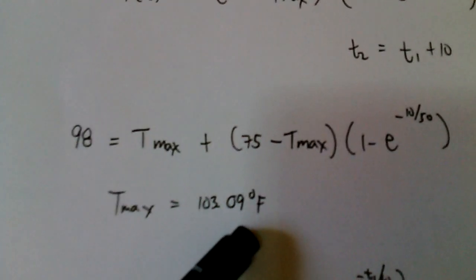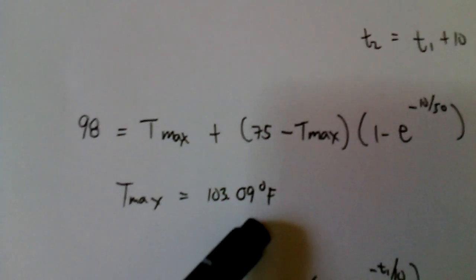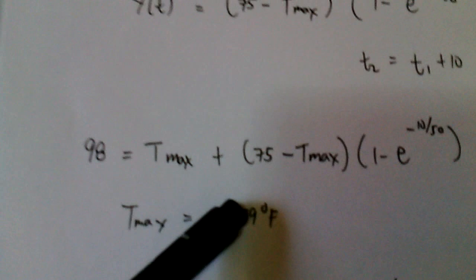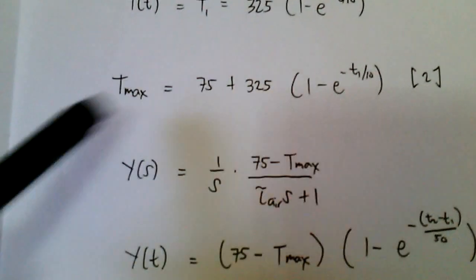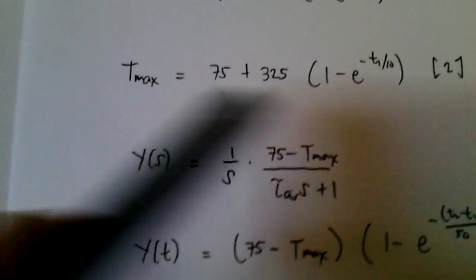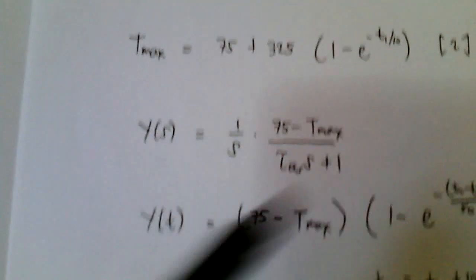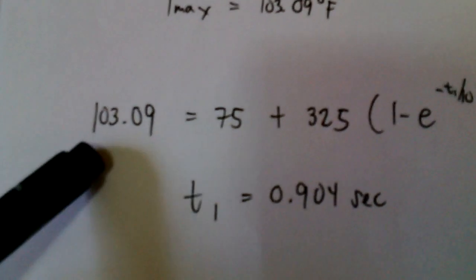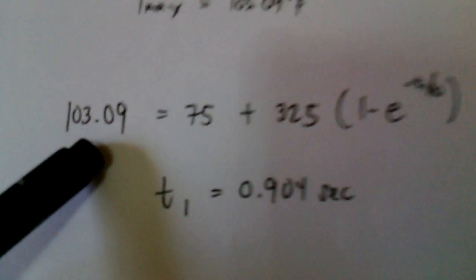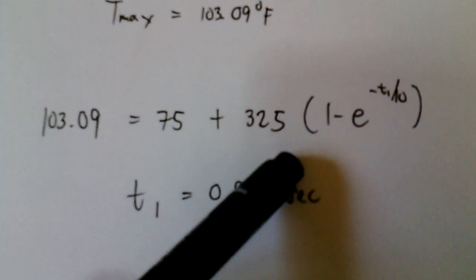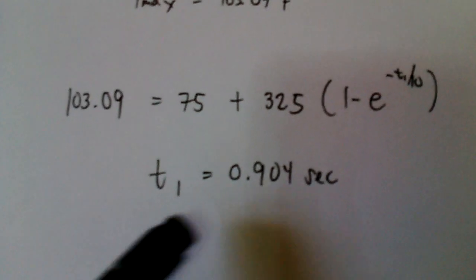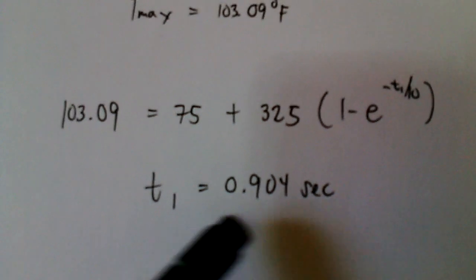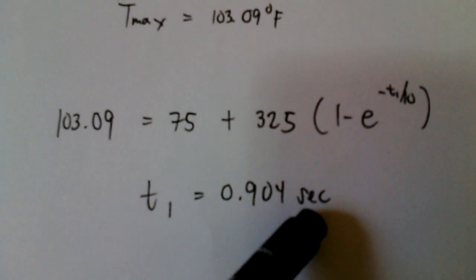Now let's go back to how we get the T1, which is from equation 2. We use this equation to get the T1. We already have Tmax, so substituting this Tmax, 103.09 equals 75 plus 325. This is equation 2. Then we have our final answer, which is T1 equals 0.904 seconds.